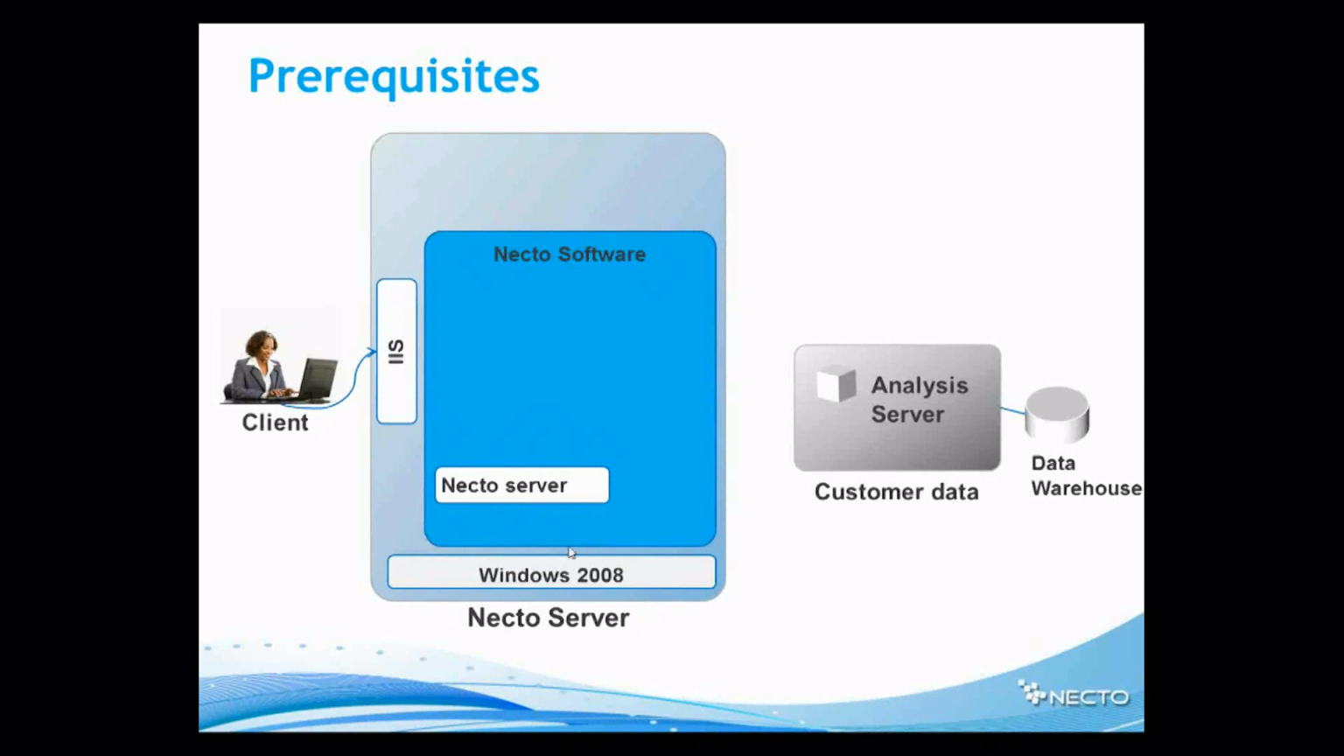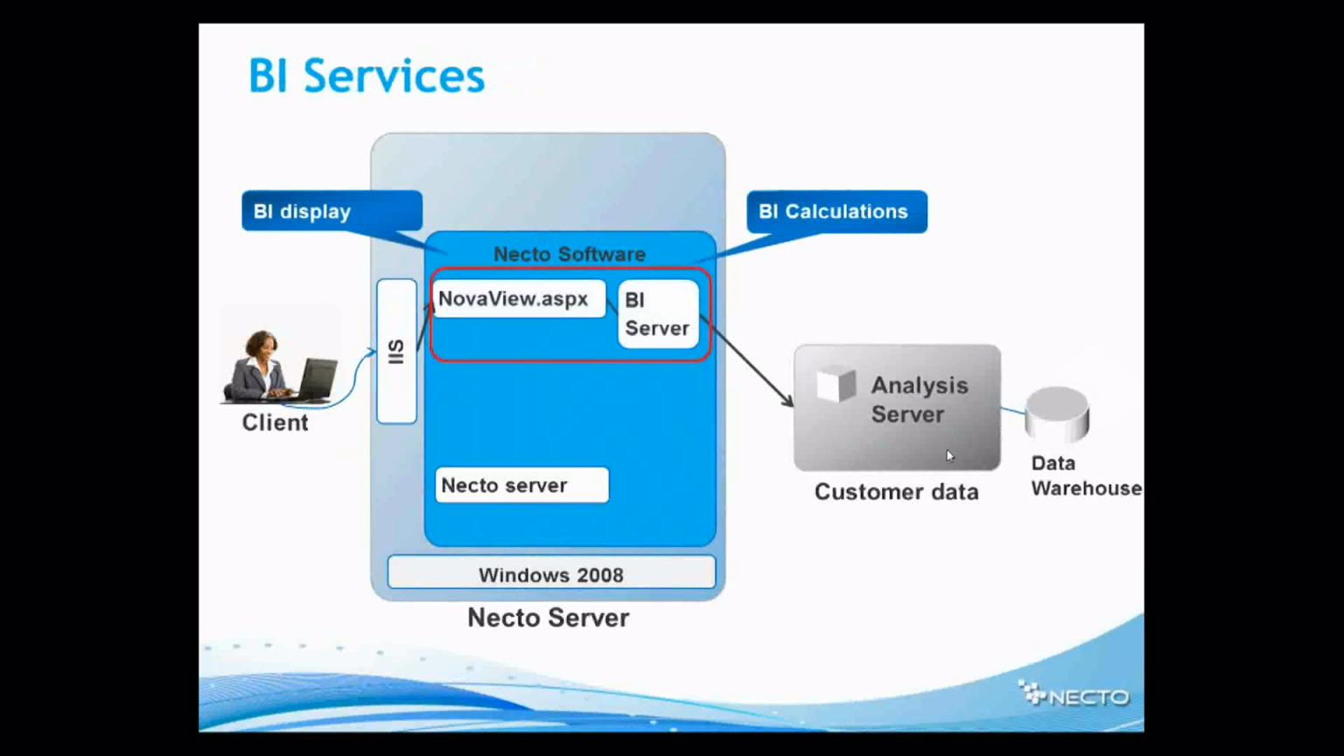On top of it, we have Necto server. Now, on the side, we see here some analysis server with customer data. This analysis service can be connected to a data warehouse that it works upon. Of course, all of this data is being done by some kind of ETL. It is being passed to this data warehouse.